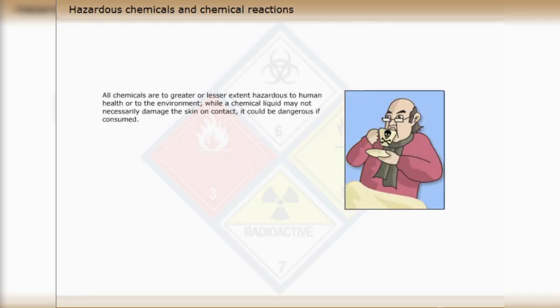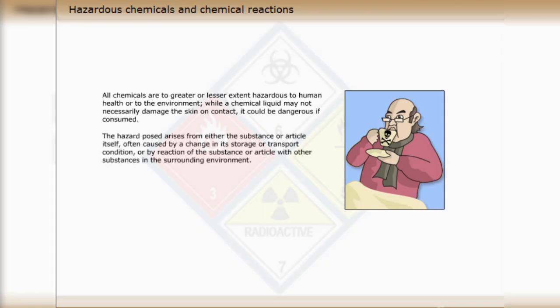All chemicals are, to greater or lesser extent, hazardous to human health or to the environment. While a chemical liquid may not necessarily damage the skin on contact, it could be dangerous if consumed. The hazard posed arises from either the substance or article itself, often caused by a change in its storage or transport condition, or by reaction of the substance or article with other substances in the surrounding environment. For safe handling, the UN has divided hazardous substances and articles into 9 classes, based on the type of hazard that they present.